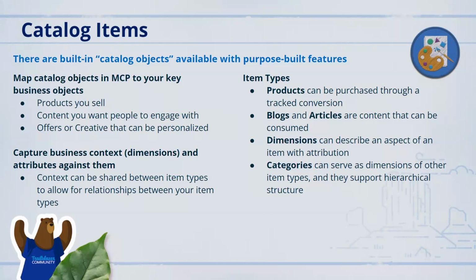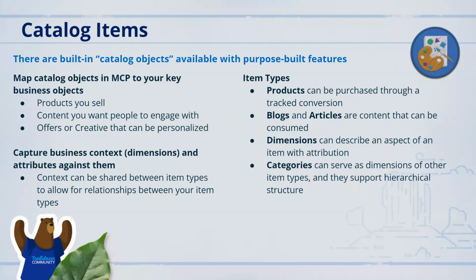An important concept to understand is that dimensions, which are those characteristics that describe the business context of items, are also items themselves. I know that can be a little confusing, but what this really means is that they can be referenced the same way as the pre-built items in MCP. They can be referenced for AI recommendations, or they can also be used for targeting.